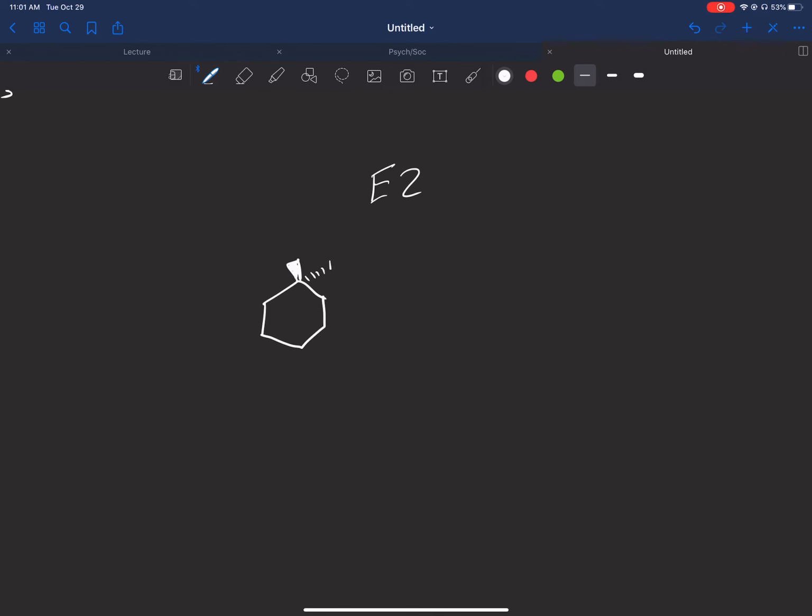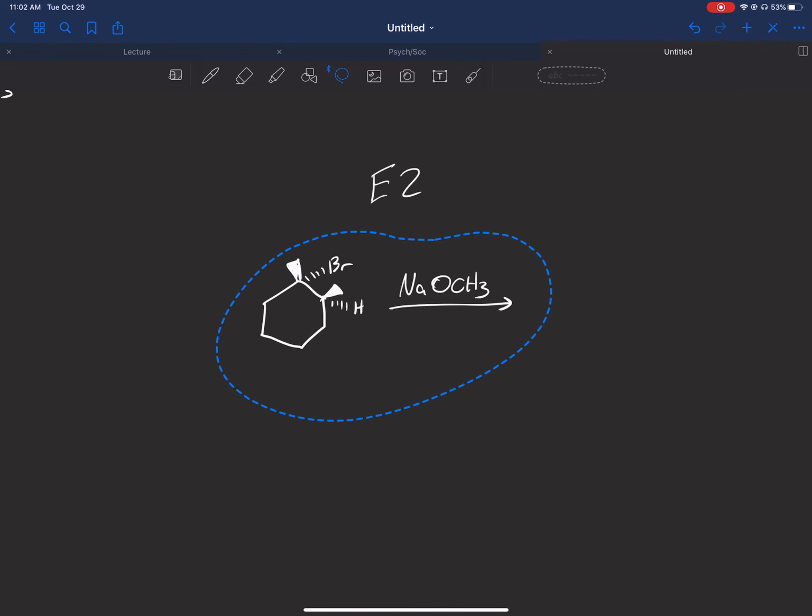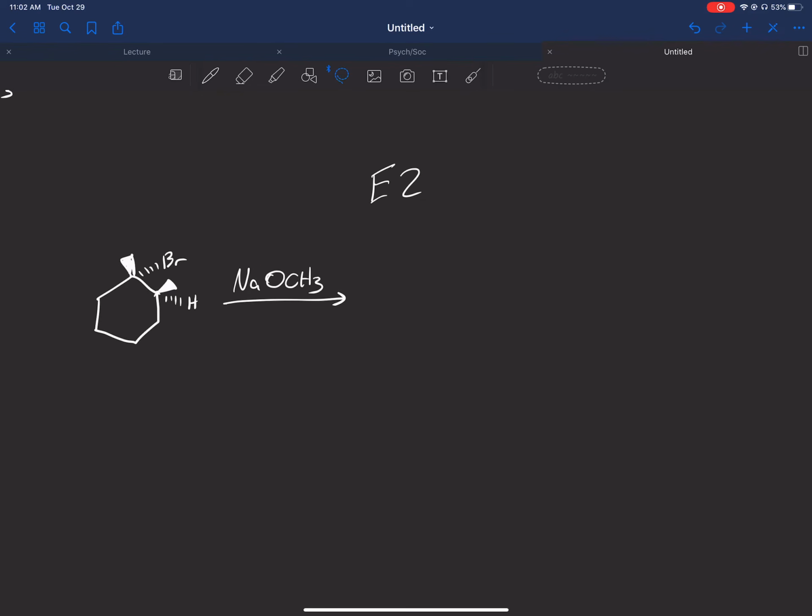Ethyl, our leaving group, and a hydrogen here. And I'm going to react it with NaOCH3. Now remember what I said about Na, right? Remember, it becomes a plus charge, and we can basically ignore it. This OCH3 gets a negative, so we really focus exclusively on that. Moving that over. Okay? So now remember, the 2 means it's bimolecular.